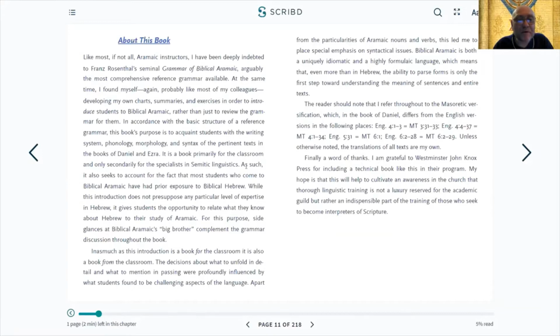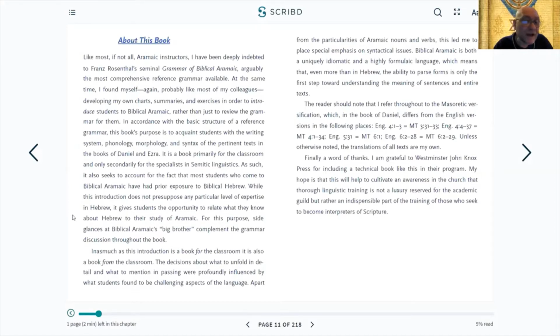It is a book primarily for the classroom and only secondarily for the specialist and Semitic linguists. I guess that's good for us, because I don't claim to be a Semitic linguist. I'm just a student. As such, it also seeks to account for the fact that most students who come to Biblical Aramaic have had prior exposure to Biblical Hebrew. Well, I have. I've taught quite a bit of it. While this instruction does not presuppose any particular level of expertise in Hebrew, it gives students the opportunity to relate what they know about the Hebrew to the study of Aramaic.